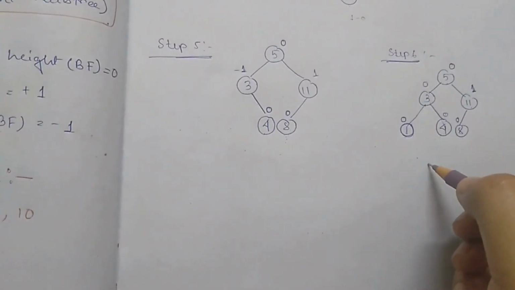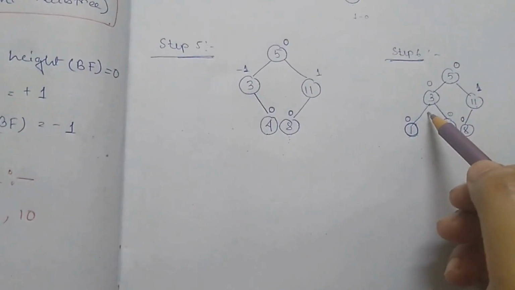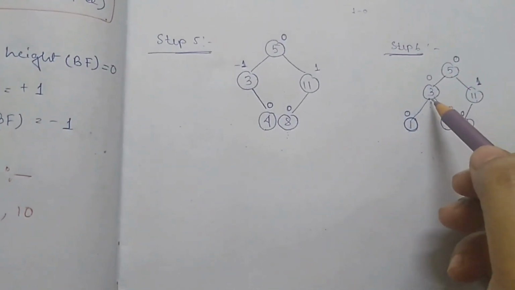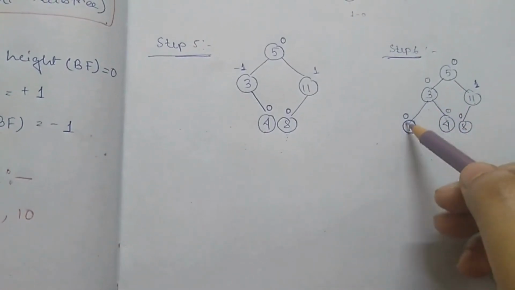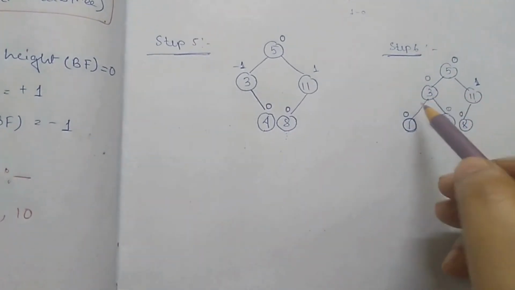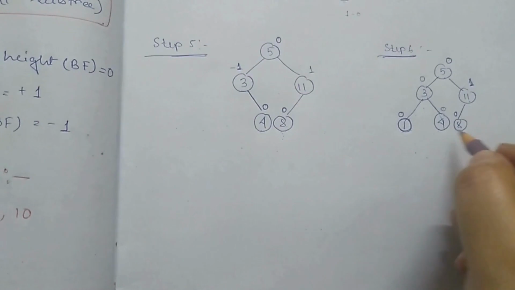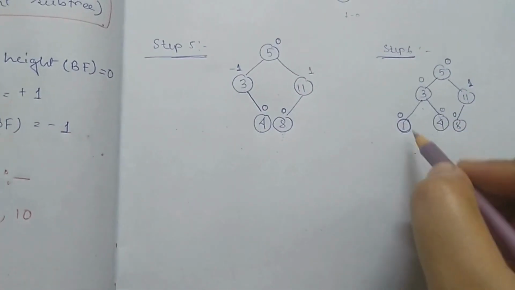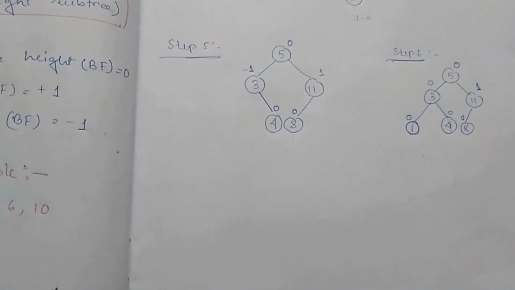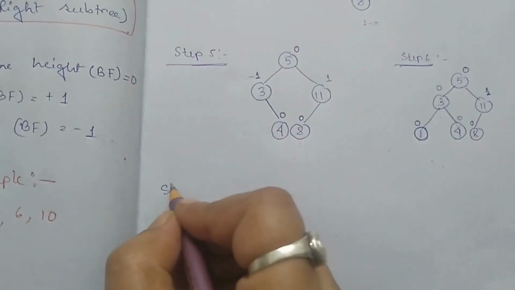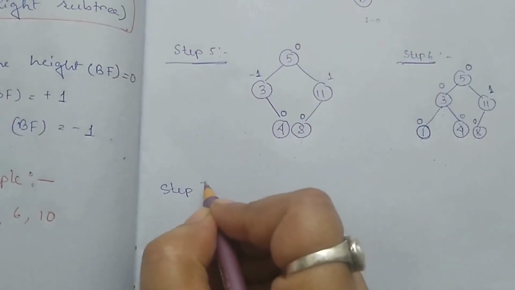Another important thing is that we always consider the maximum height. Up to this point, in this tree the similar height occurs in the left subtree. For that reason, only one channel we consider. Okay, next we move on to the next step, that is step number 7.